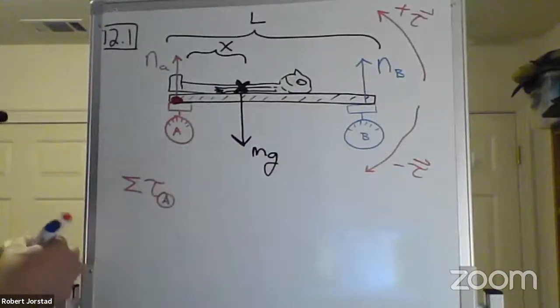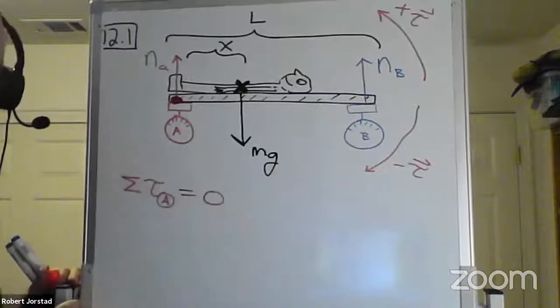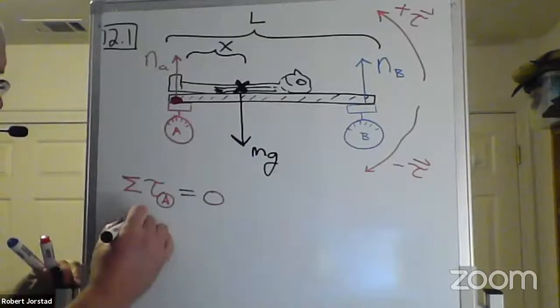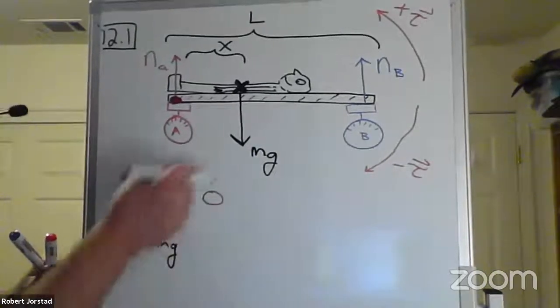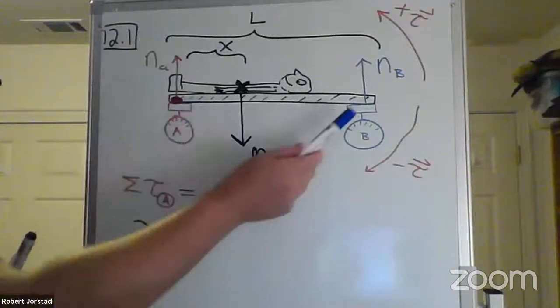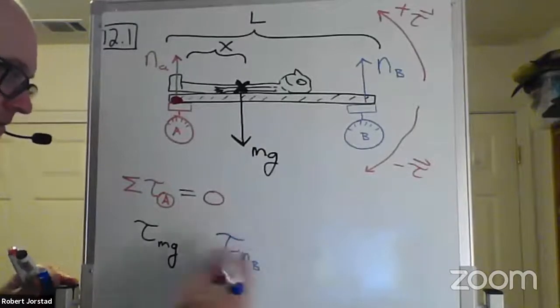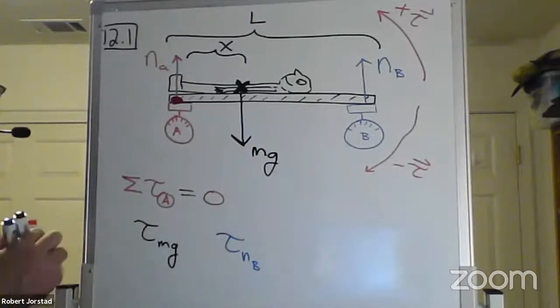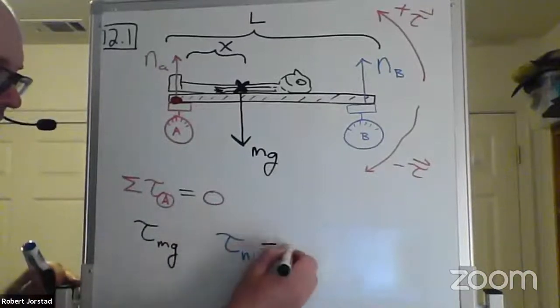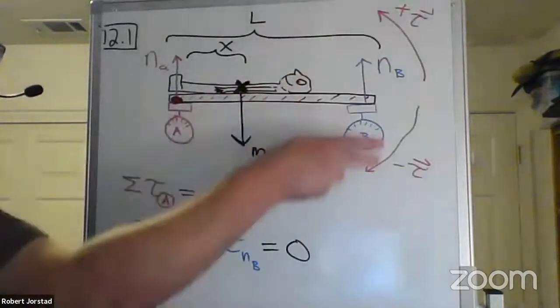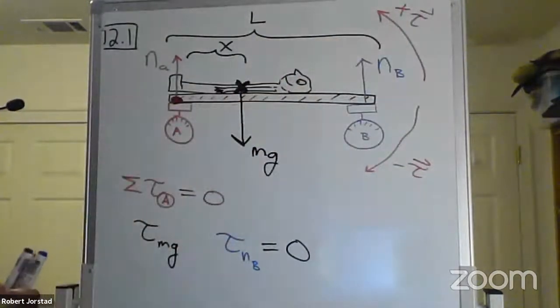So let me just say it like this. Sum of torques about A equals 0. Now, there's two forces that might cause a torque. Torque due to mg, and there's torque due to this normal force. Right? Tell me which ones are positive, negative, or are they both? According to this coordinate system, which torque is negative? mg.